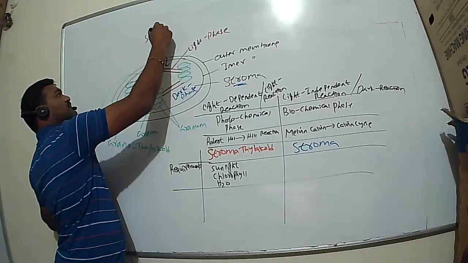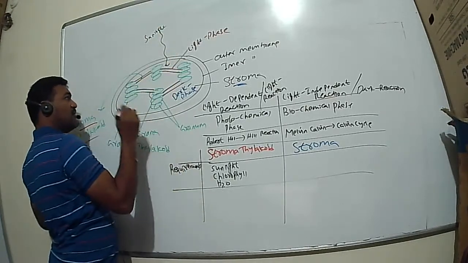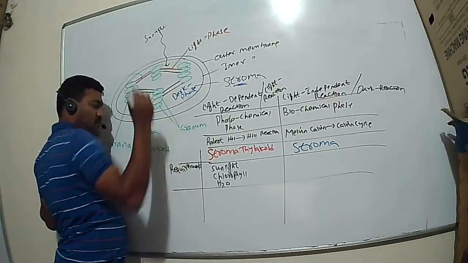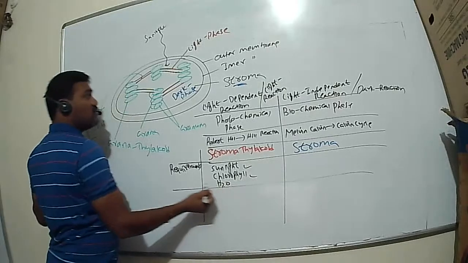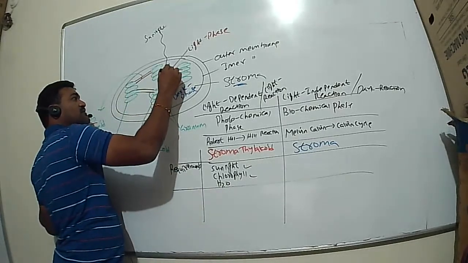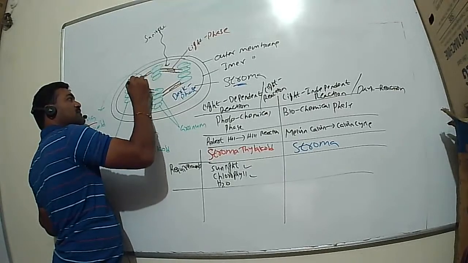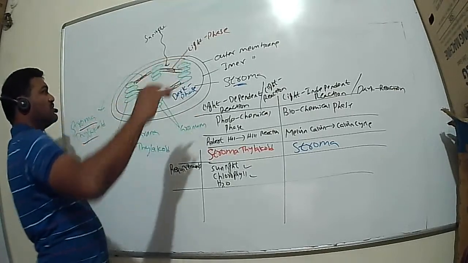Sunlight is always available from outside. And chlorophyll, it's already there in these membranes. You have chlorophylls. That's also there. And where is water? Water is actually flowing here. Imagine as if there are some pipes in which water flows. Everything is there.